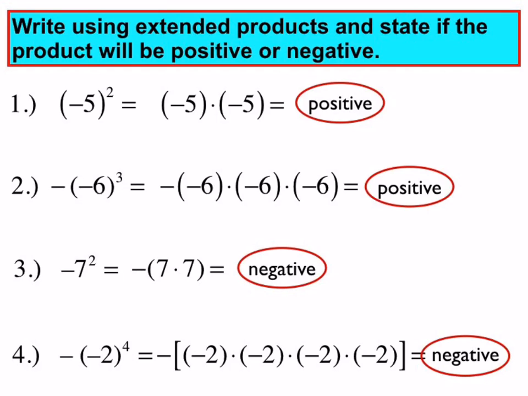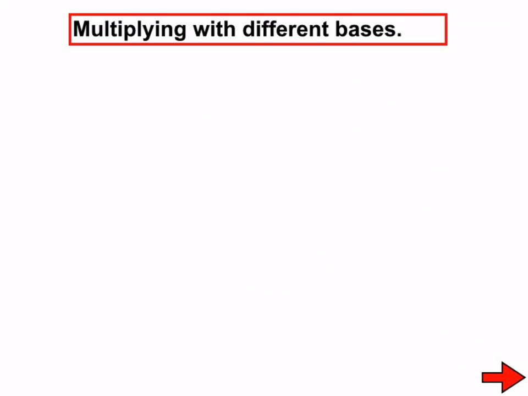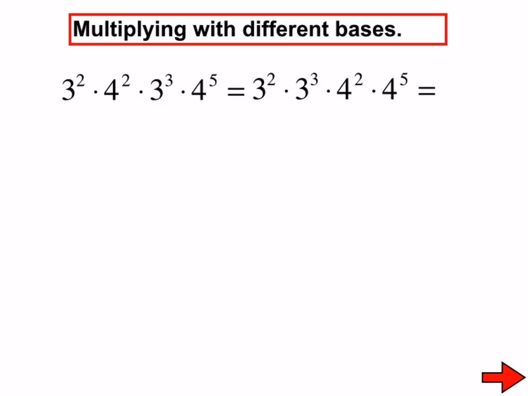Okay? All right, so today, first thing we're going to do is we're going to extend on the ideas that we talked about yesterday. So multiplying with different bases. So if we have 3 squared times 4 squared times 3 cubed times 4 to the 5th, one way of thinking about this would be, first of all, rearranging, grouping together items with the same bases. And to do that, we're using the commutative property, because we have straight multiplication.